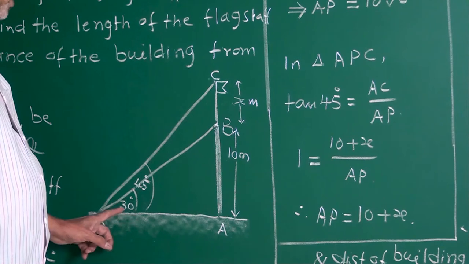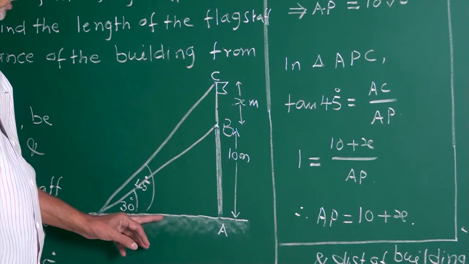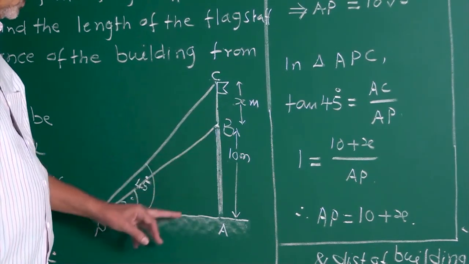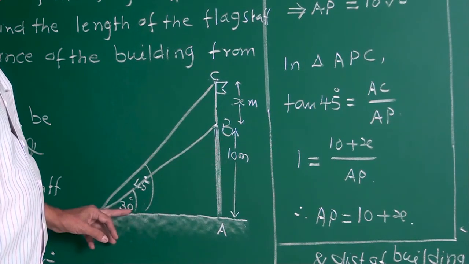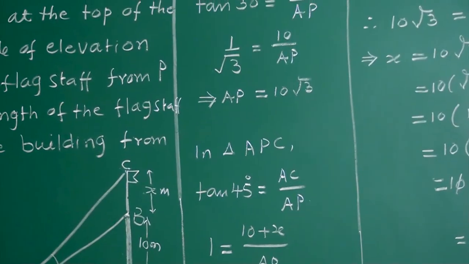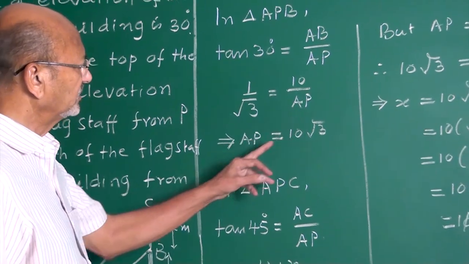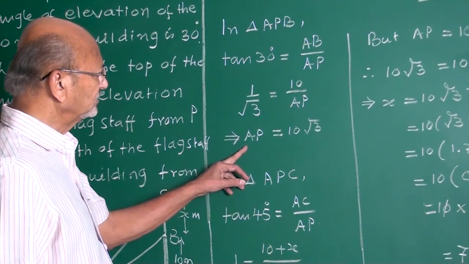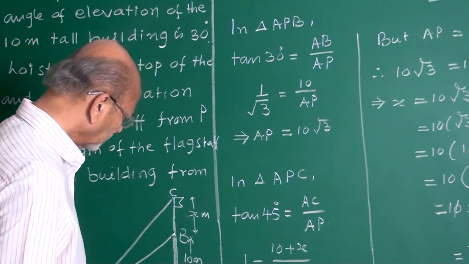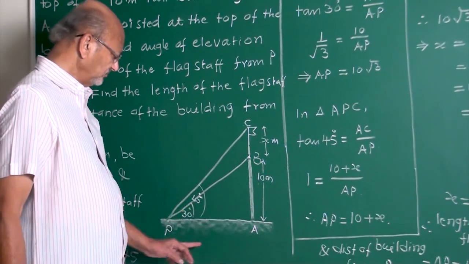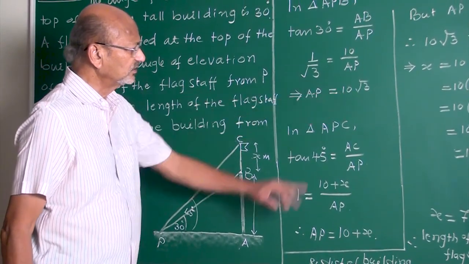From the triangle APB, tan 30 is opposite side AB upon adjacent side AP. Tan 30 is 1 by root 3. But AB is 10 meter, so 1 by root 3 equals 10 upon AP. Therefore AP is 10 into root 3. That itself is the distance of the building from the point P: AP equal to 10 root 3.